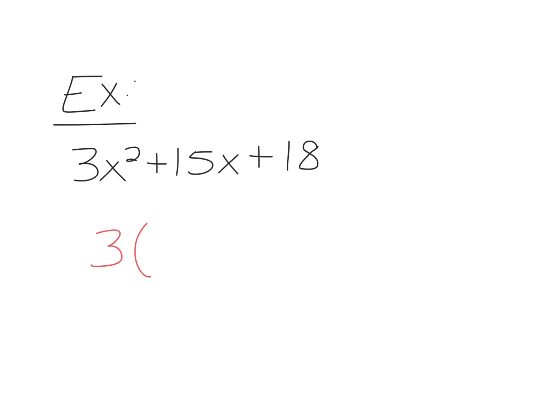3 divided by 3, 1. And then we still have that x squared. 15 divided by 3, 5. And we still have x. 18 divided by 3, 6.